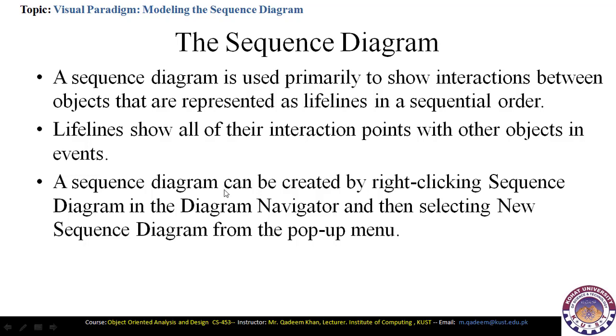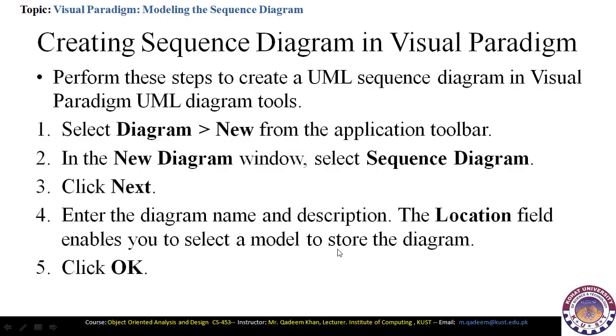A sequence diagram can be created by right clicking Sequence Diagram in the diagram navigation panel and then selecting New Sequence Diagram from the pop-up menu. Now here we are going to explain the different steps responsible for creating the sequence diagram. First of all we have to perform these steps to create a UML sequence diagram.